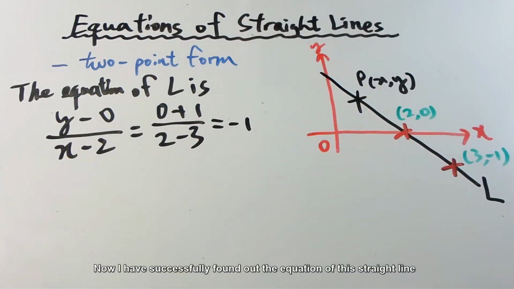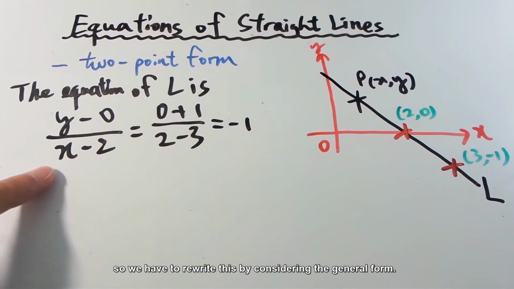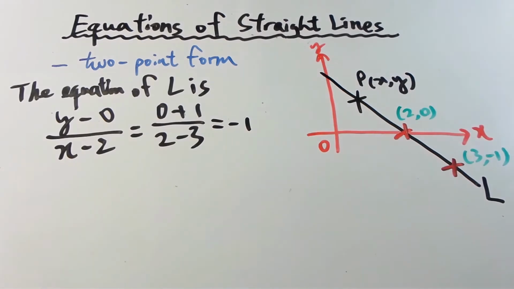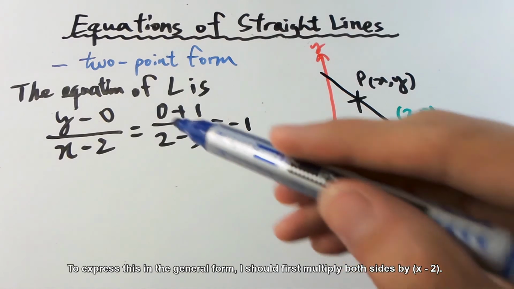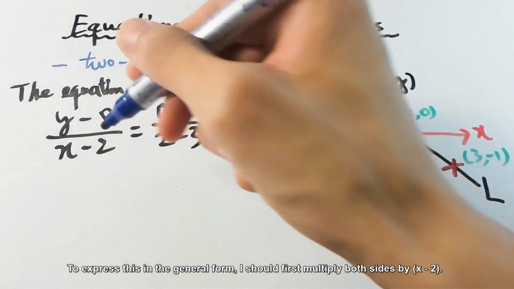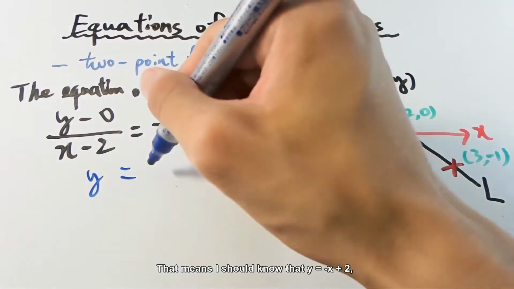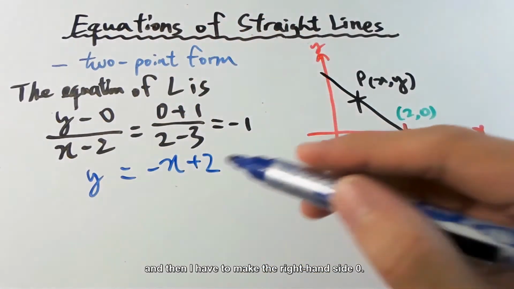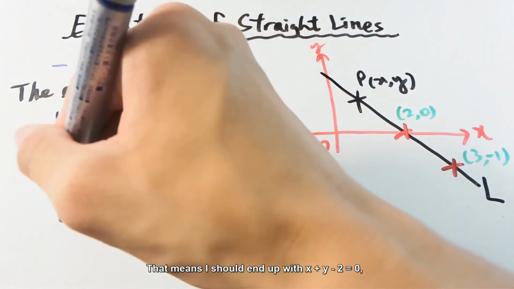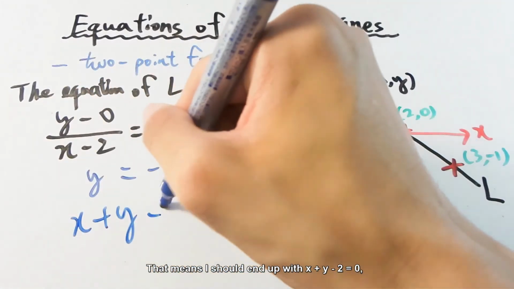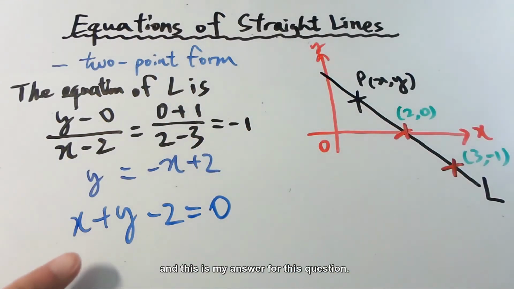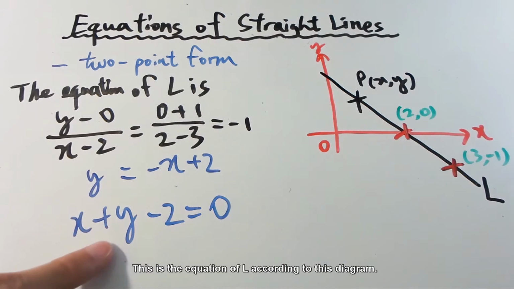And this number should be equal to -1. Now I have successfully found the equation of this straight line by considering the two-point form. But usually we need to express the equation of a straight line using the general form, so we have to rewrite this. To express this in the general form, I should first multiply both sides by x - 2. That means y is equal to -x + 2. Then I have to make the right-hand side 0, which means I end up with x + y - 2 = 0. And this is my answer for this question. This is the equation of L according to this diagram.